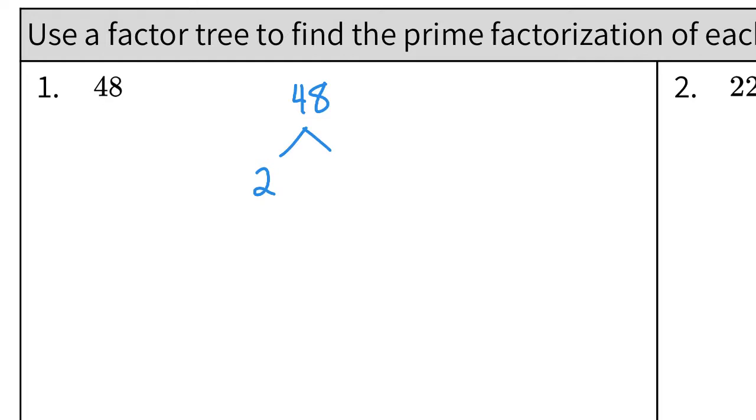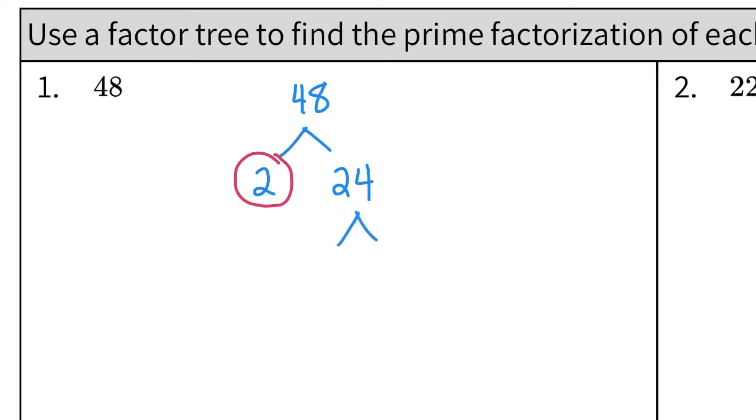2 times what number would get me 48? I know for some of us it's kind of easy to see, but for others you might need a calculator. Just do what is 48 divided by 2, and that would give you 24. So since 2 is prime, I'm going to go ahead and circle that 2. But 24 is not a prime number, so 24 I can split up even further.